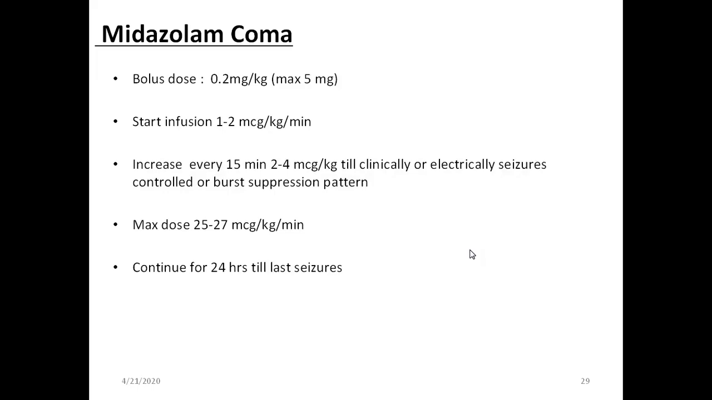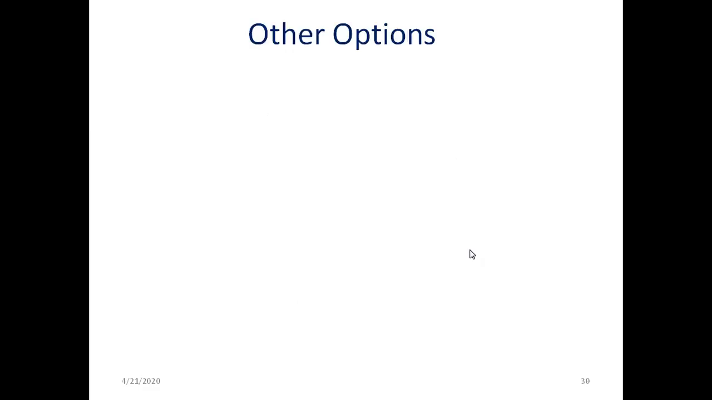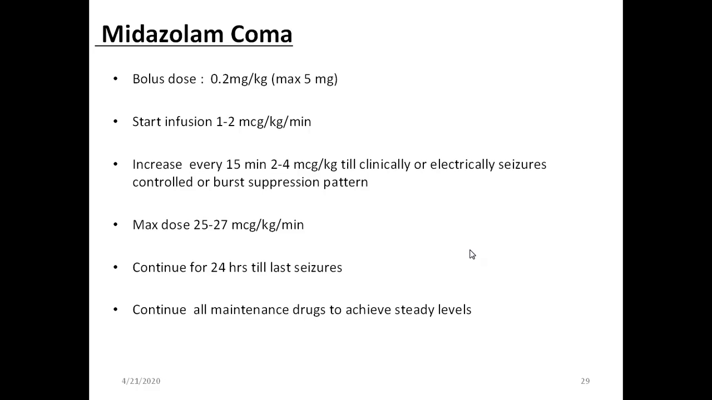So the most commonly used is midazolam for refractory status epilepticus. It should be given as a bolus of 0.2 mg per kg. Then the infusion is started at 1 to 2 microgram per kg per minute. It should be continued till the seizure is stopped or an electrophysiological burst suppression pattern is achieved, or till we reach the maximum dose. And we have to continue the midazolam coma for 24 hours of seizure-free interval. Then we start tapering it. Okay. And with the midazolam coma, it is important to continue the maintenance medication, right?